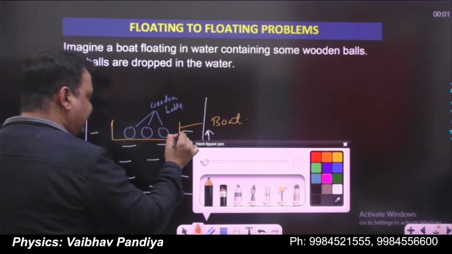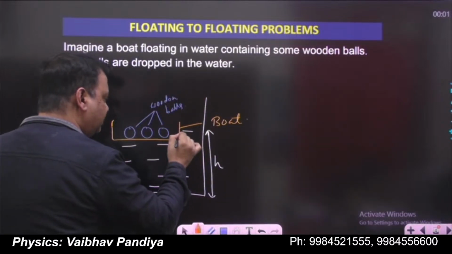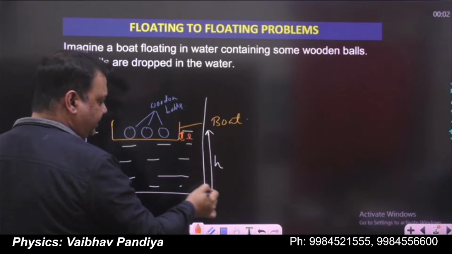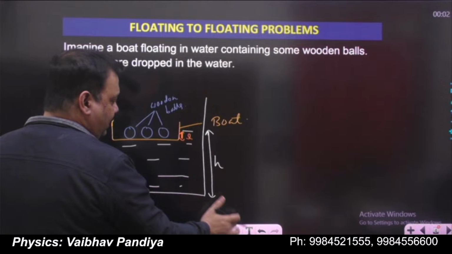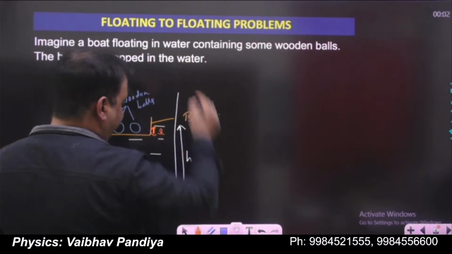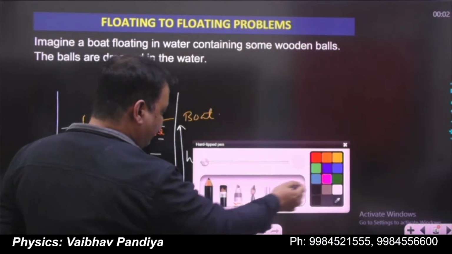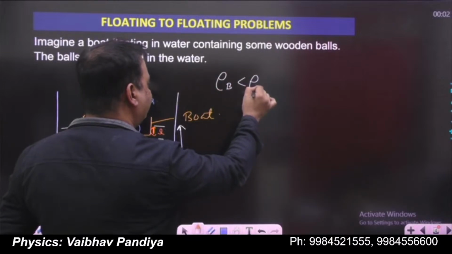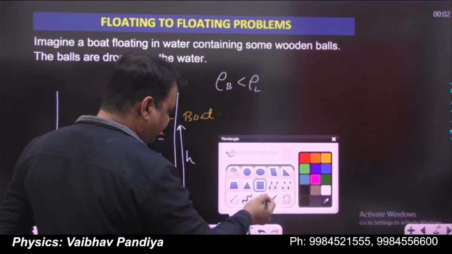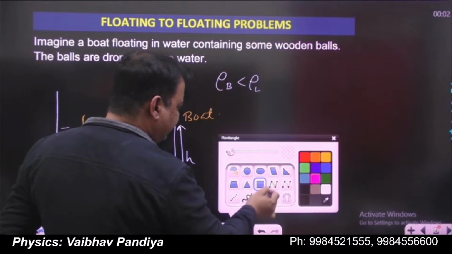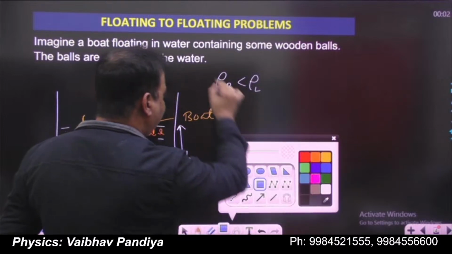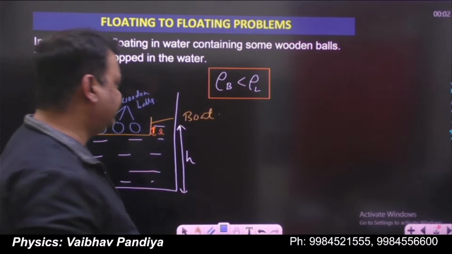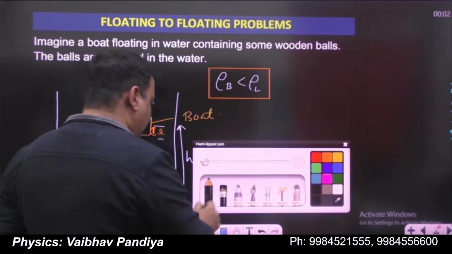of the boat inside the water, this level be L, and this level, the level of the water in the river be H. And in this case, we are having a floating to floating case. That is, we are having the objects whose density is less than the density of the liquid. In this case, we are considering water. The liquid can be any liquid. So when we have a floating to floating case, the density of the object is, of course, less than the density of the liquid.